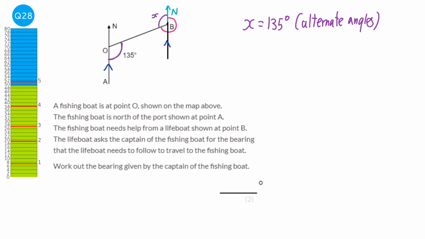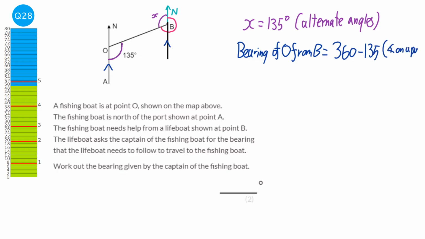Okay, and so to find out what the bearing is, so the bearing of O from B is just going to be 360 take away 135. And the reason for that is angles on a point. We've run out of space. Okay, so we're going to do 360 take away 135, which is 225. And so our answer is 225.